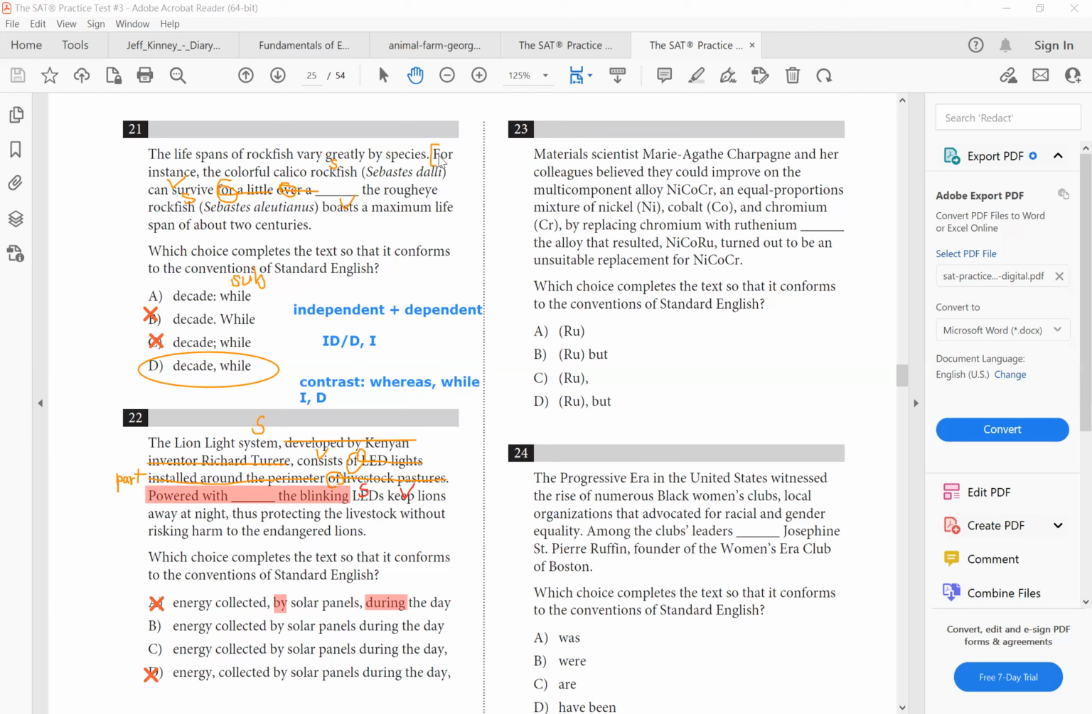If you remember one rule, we have one comma called the introducer comma. The introducer comma is the comma that comes between a word, a phrase, or a dependent clause before our subject verb. And that is what's happening here, right? Because powered with energy collected by solar panels during the day is a big participle phrase. So we need an introducer comma followed by subject verb. And that is why our answer here would be C. Okay, so that's that.